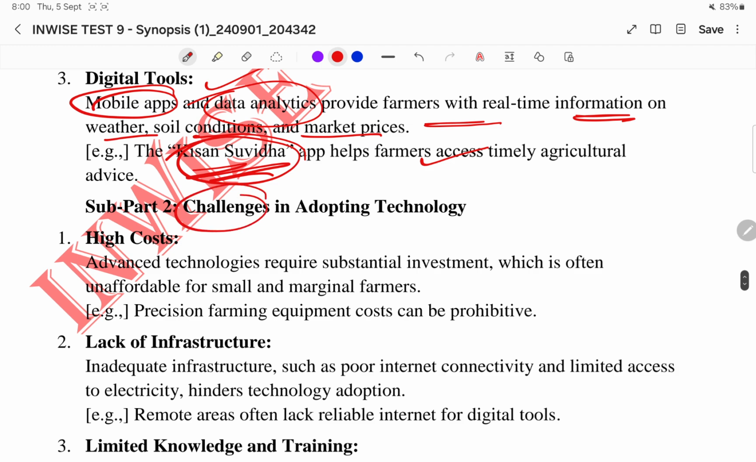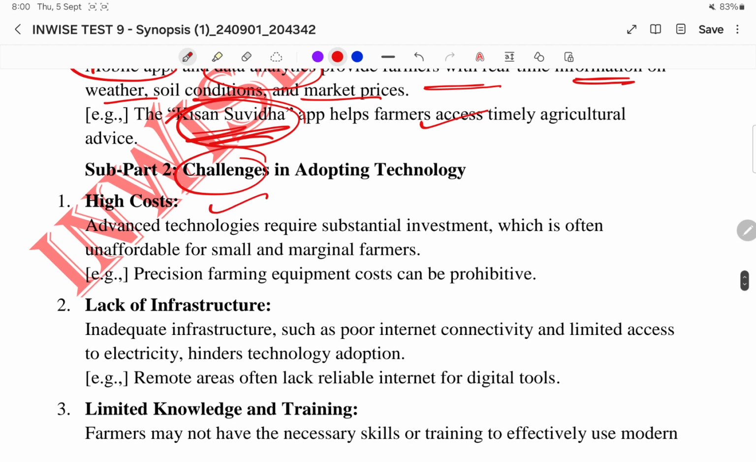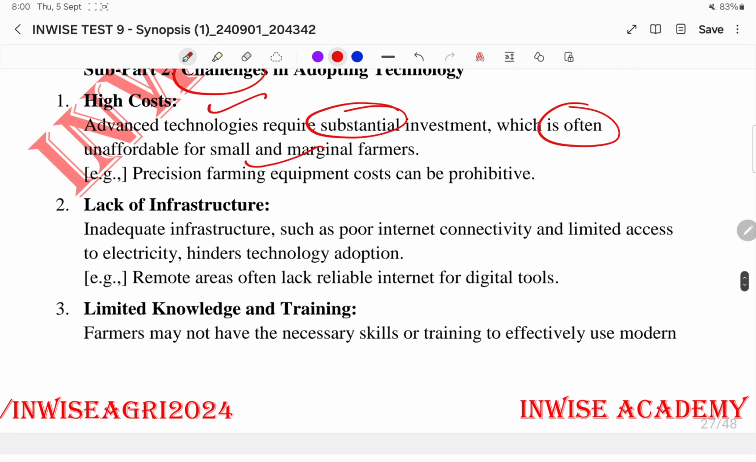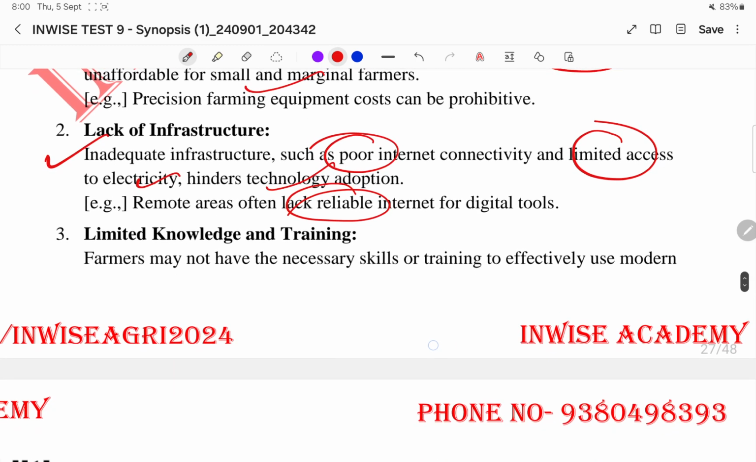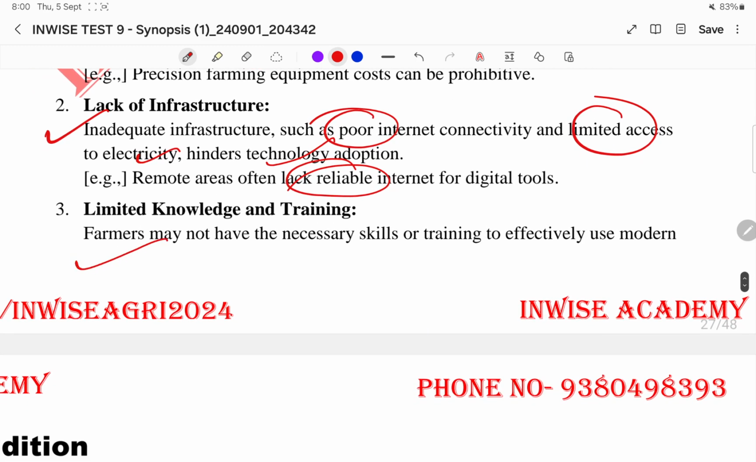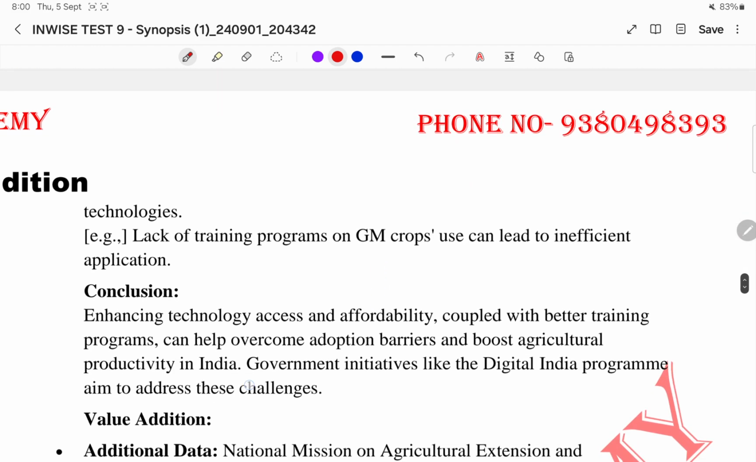Then come to what are the challenges they are facing. Of course, high cost. They require substantial investment, which often is unaffordable for small and marginal farmers, right? Then lack of infrastructure. Inadequate infrastructure such as poor internet connectivity and limited access to electricity hinders technology adoption. Remote areas often lack a reliable internet for digital tools. Then limited knowledge and training. Farmers may not have the necessary skills or training to effectively use modern technologies.